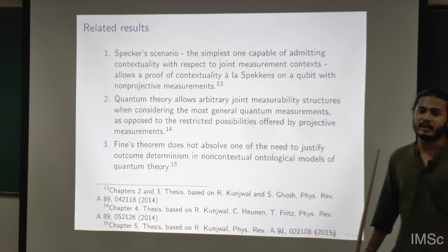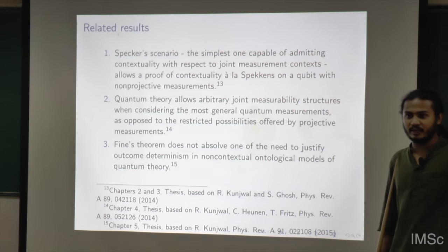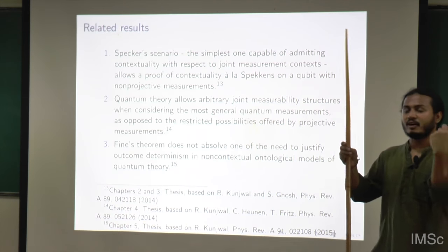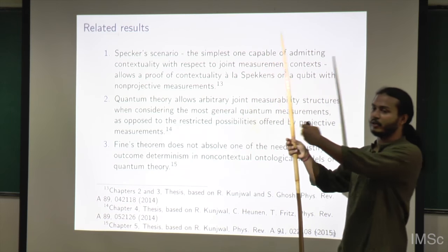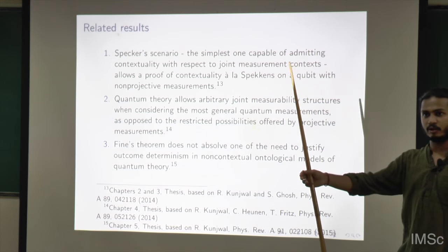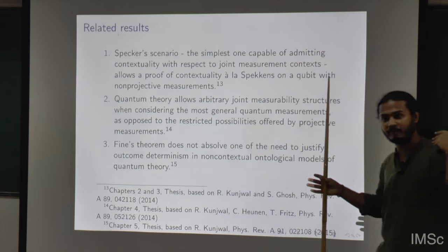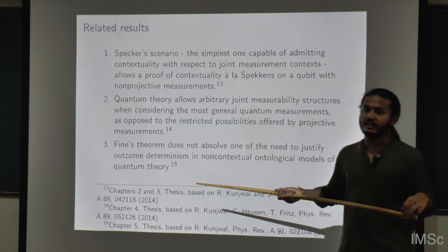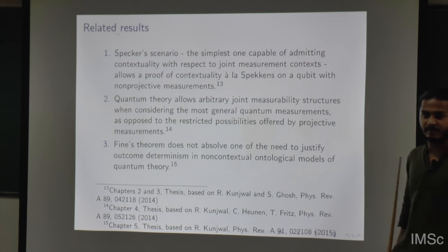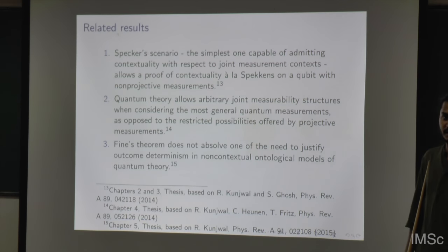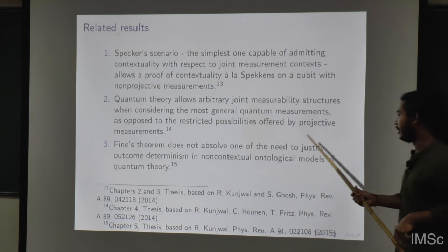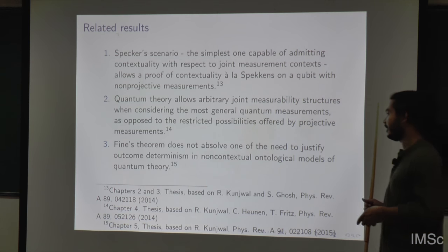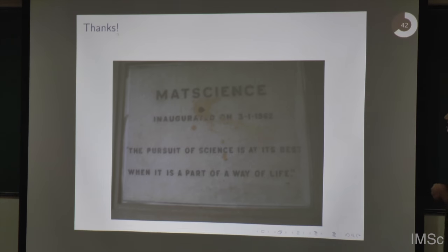Fine's theorem says that if you can build a deterministic model in a Bell scenario, like a deterministic local hidden variable model, then you can build a corresponding indeterministic model which will reproduce the same predictions that you get from the deterministic model. So determinism, indeterminism doesn't matter in Bell's theorem. And a lot of people often say that, because of Fine's theorem, we don't need to worry about it in Kochen-Specker scenarios as well, like in non-contextuality experiments as well. So this paper differs with that conclusion and shows why that's not the case, that it doesn't absolve you of having to justify outcome determinism.